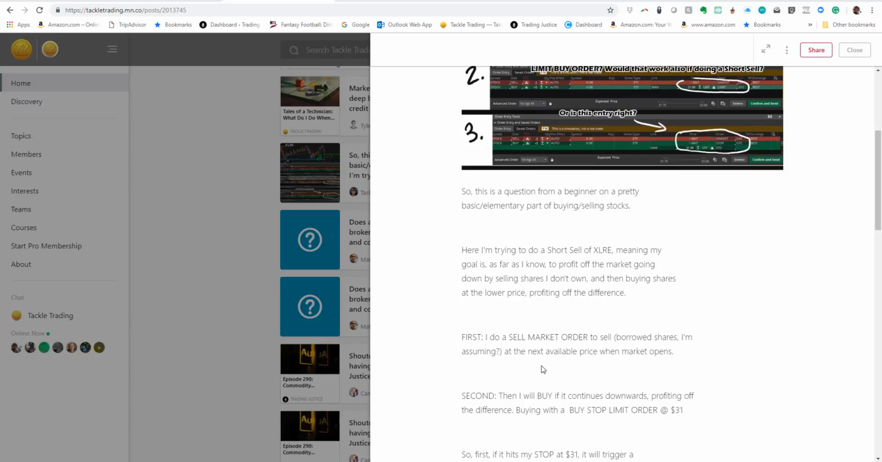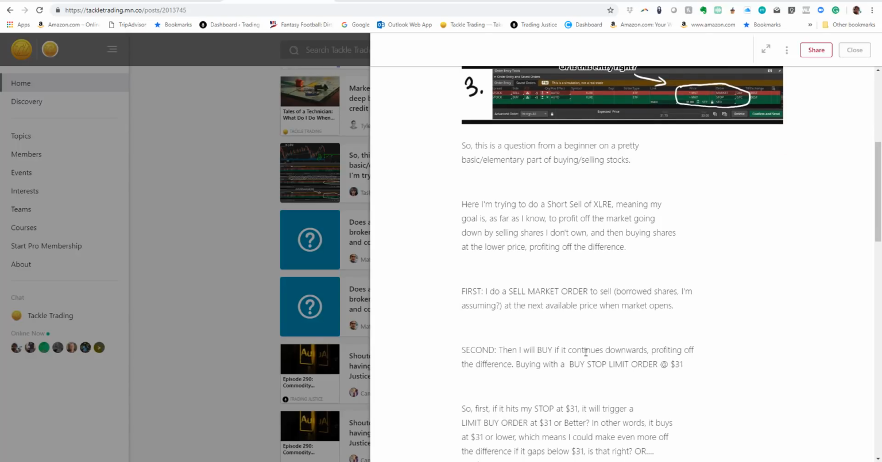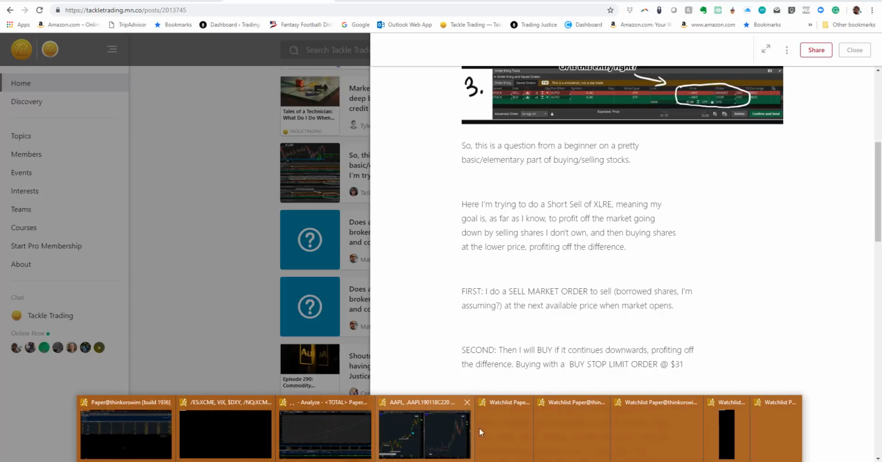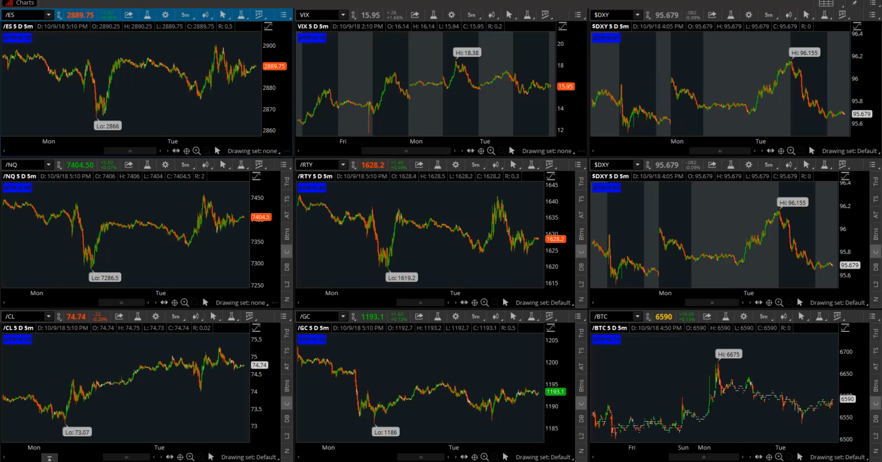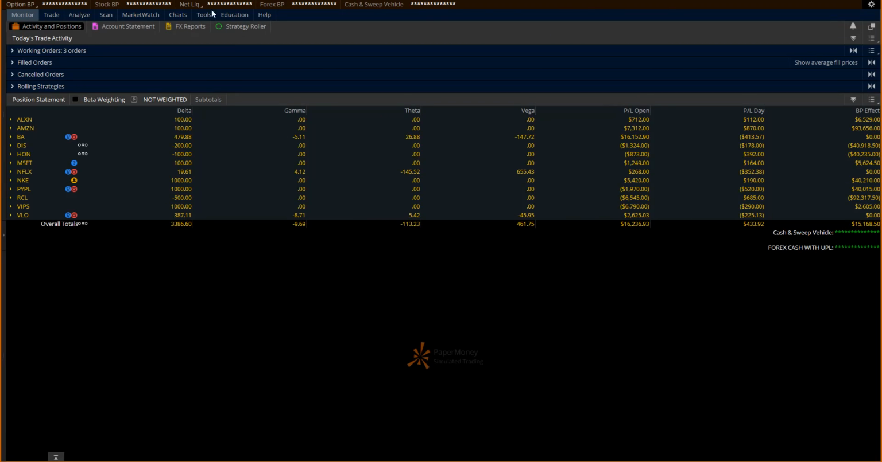So do I sell at market order to sell? Borrow the shares, I'm assuming, at the next available price when the market opens. Not usually. You can do it that way. It will give you a fill, but it's not the best way to do it, and I'll explain why right now. If I bring up, let me think here, chart. Actually, why don't we do this right here?